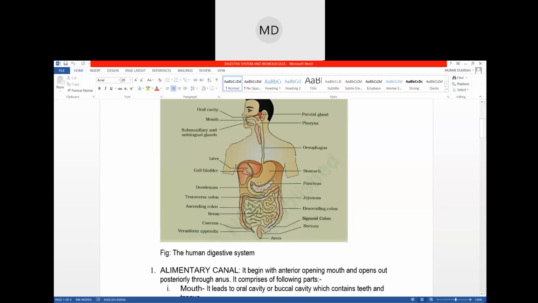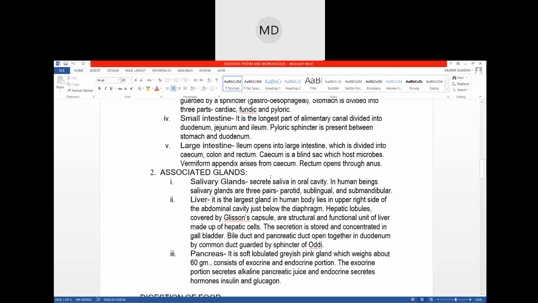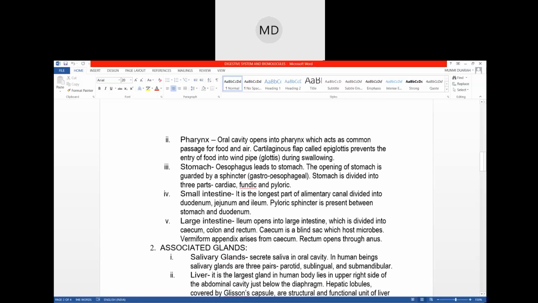So this stomach is divided into three parts. You just have to remember that the stomach is divided into three parts, that is cardiac, fundic, and pyloric. Okay.